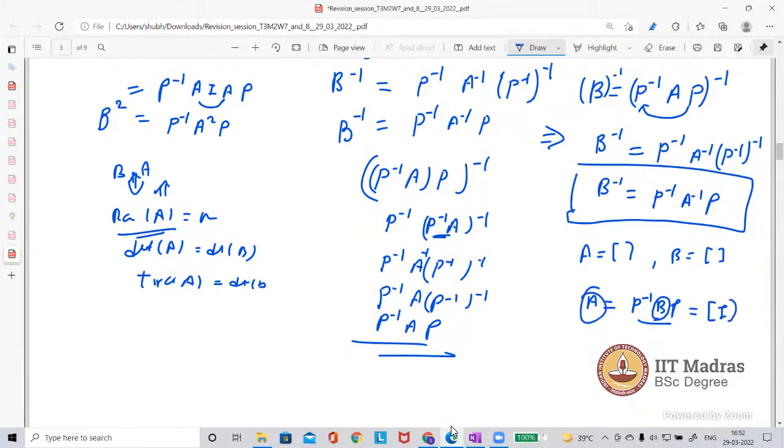But A is different from identity. So how can these two be equal? This is going to be a contradiction, assuming similarity. That's why you can say these two are not similar, using the exact definition P inverse BP.